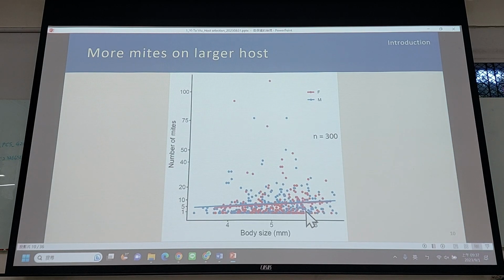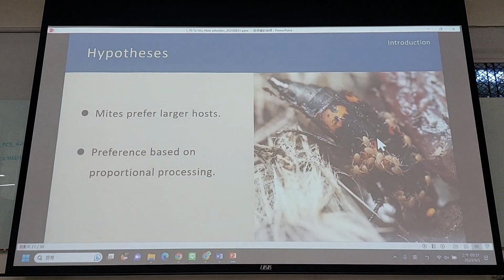And this is our field data. We found that if the burying beetle is larger, usually it has more mites on it. So we propose two hypotheses: that mites prefer larger hosts, and that their preference is based on proportional processing.